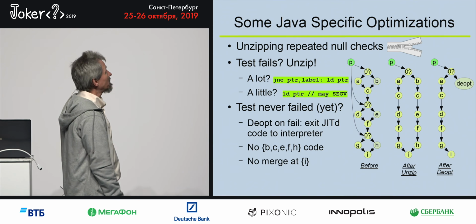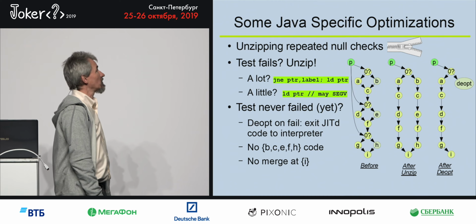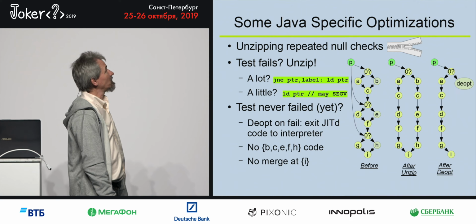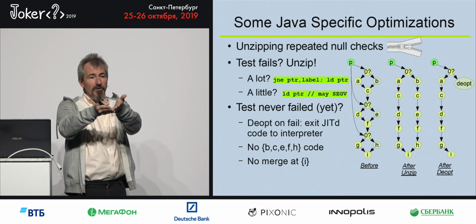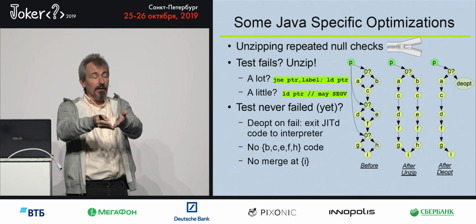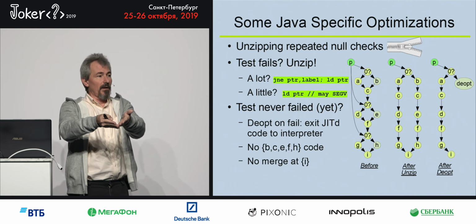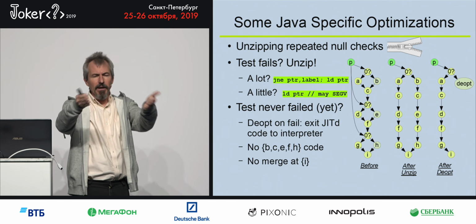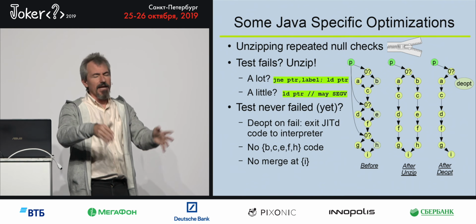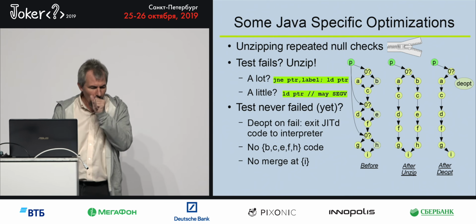So some other optimizations for null checks. Here's one of them, called unzipping. This would be a case where I test something for null, and I branch null and not null, and then I flow together, and a little bit later I test the same thing again. I loaded a field from this pointer, and I loaded another field, and I loaded another field. I'm testing the same pointer over and over and over again for null.